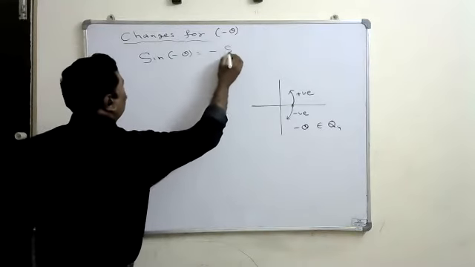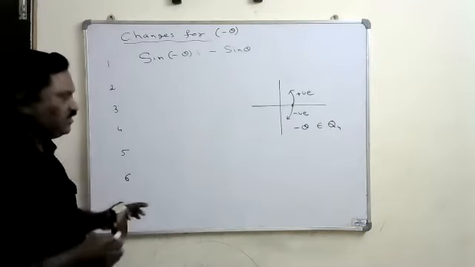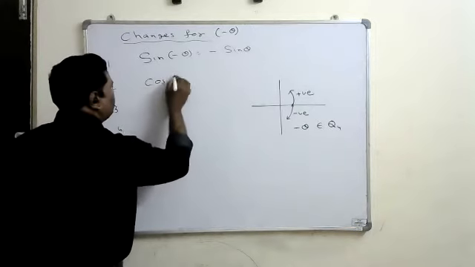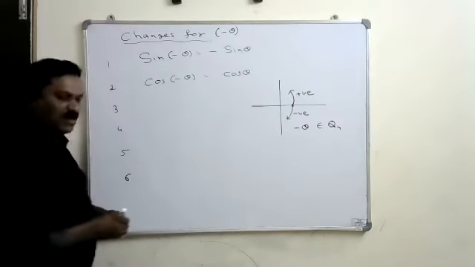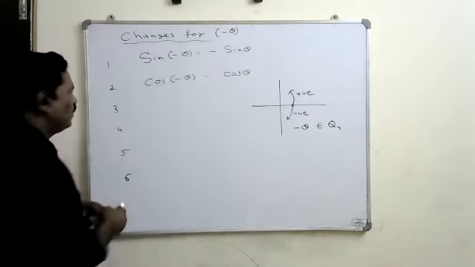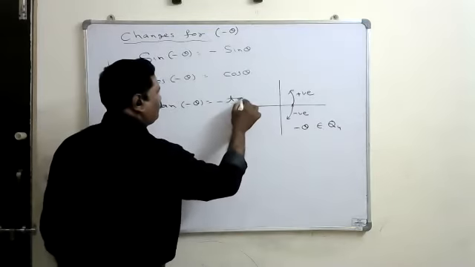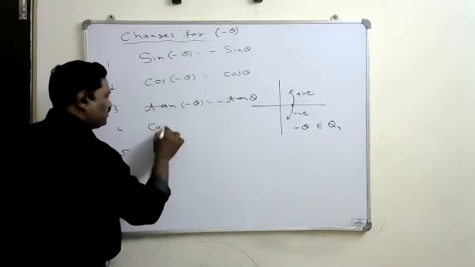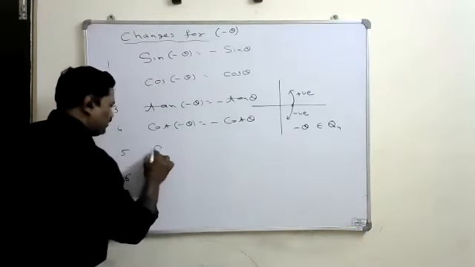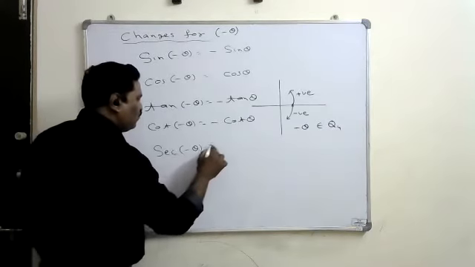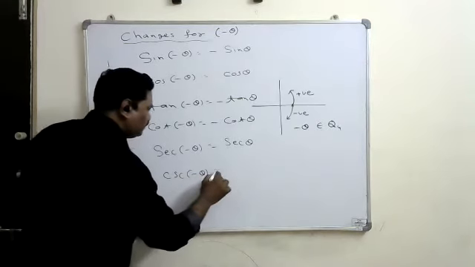Since sin is negative, sin of minus theta becomes minus sin theta. But cos of minus theta, since cos is positive, will get plus cos theta only. From the cos, minus will not come out. Then tan of minus theta becomes minus tan theta. Cot of minus theta becomes minus cot theta. But the secant of minus theta is secant theta only. But cosecant of minus theta is minus cosecant theta.